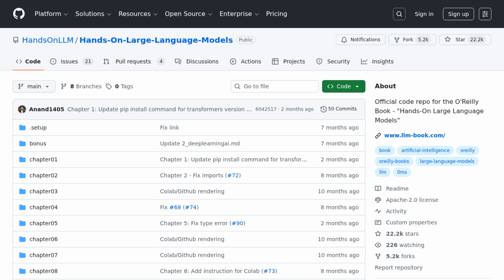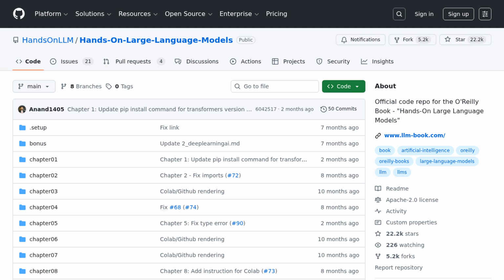Hands-on Large Language Models is the official code repository for the O'Reilly book of the same name. It was authored by J. Alomar and Martin Grootendorst. J. Alomar is widely recognized for his illustrated blog series that made transformer architecture digestible for tens of thousands of engineers. Martin Grootendorst is the creator of BERTopic, a widely adopted topic modeling library. Together, they built what the community has come to call the Illustrated LLM book.